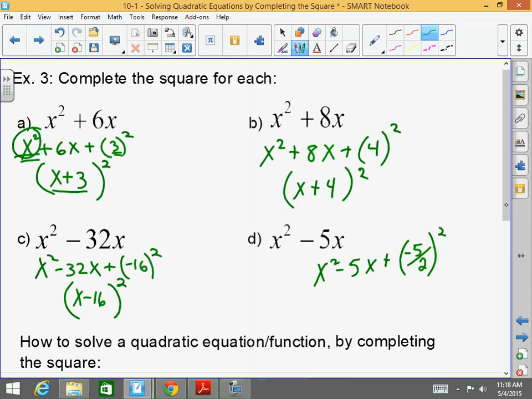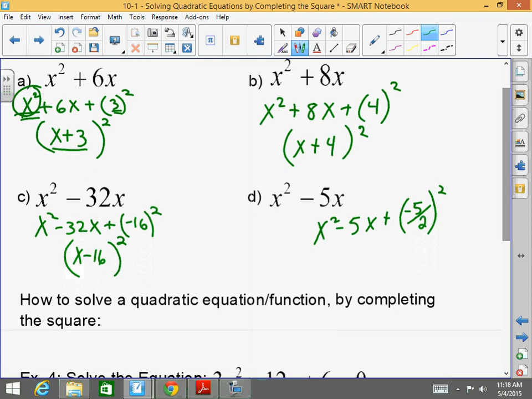That's where it gets confusing. If you went ahead and simplified that, you'd have x squared minus 5x plus 25 over 4. You're not going to know that that turns into x minus 5 halves squared. But using my method, you will. So square root the first term, and the inside part goes as your second term.